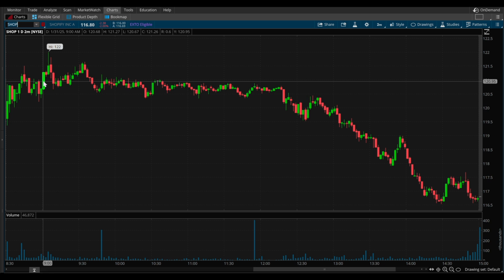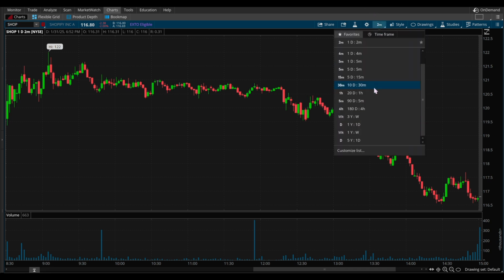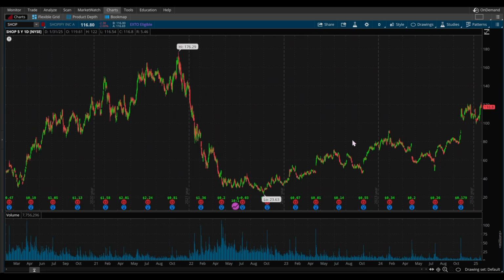First things first, I always start with top-down analysis, and what this simply means is that you want to start on a higher time frame. In order to do that, I'm going to click on this time frame, the 2 minute, and drop it all the way down to the 5-year 1 day. My reasoning for doing this is that I want to get the historical analysis so that you guys can see my justification on why I chose to take this trade.